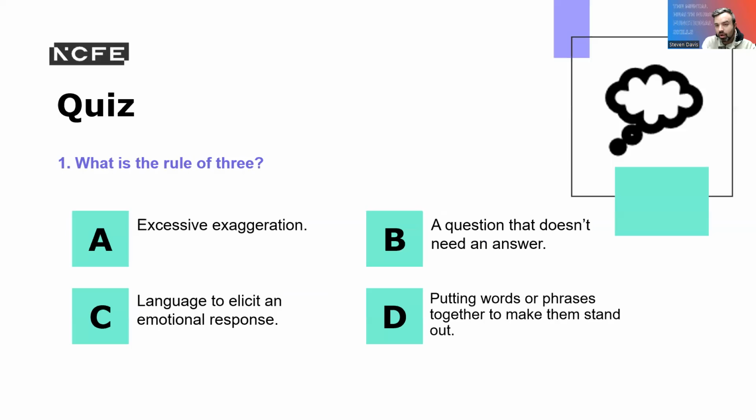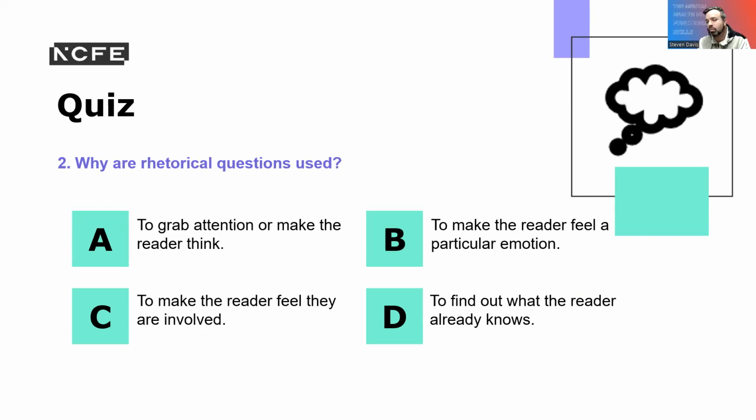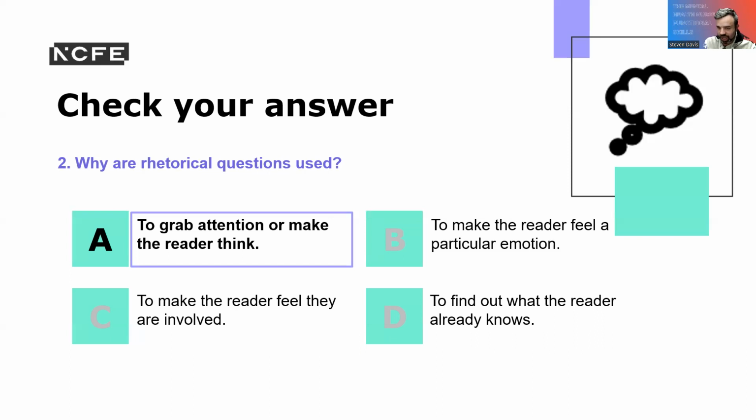Okay, so welcome back. Here we are for the quiz. Let's now put it all together and see how we're getting on. What is the rule of 3? We've just done that, haven't we? Is it the exaggeration and the hyperbole? No. Is it D? It is indeed. Putting words or phrases together to make them stand out. Wonderful. Why are rhetorical questions used? We're saying A, to grab attention, to make readers think. Good.